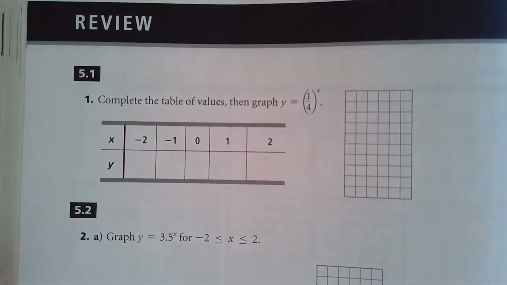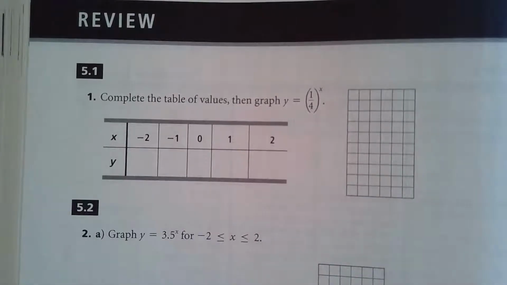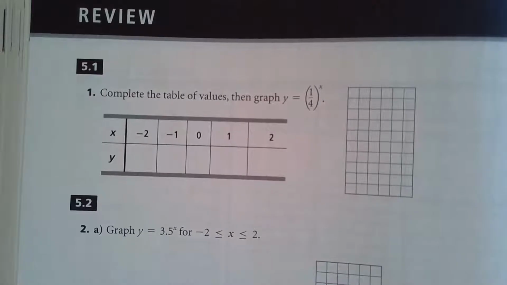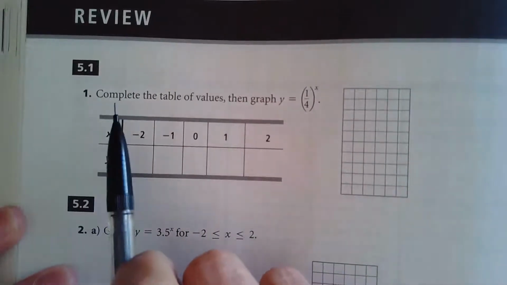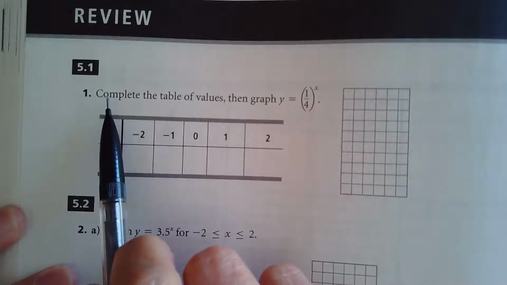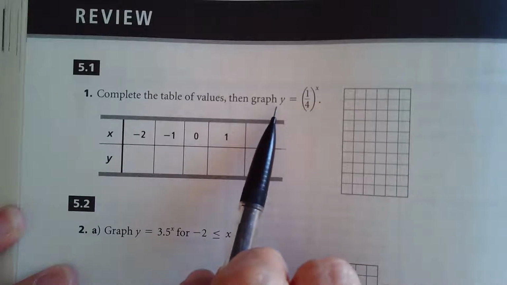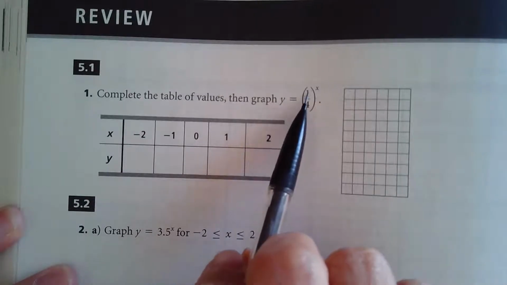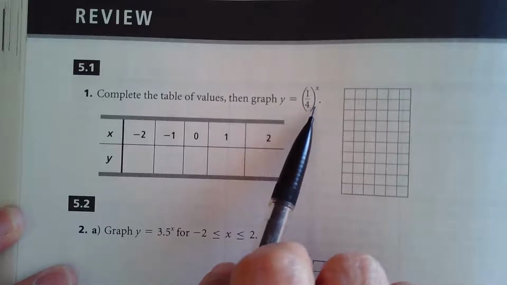Okay, so here it says, like I said, I'm going to go over some of these questions and go as far as we can. It says here, complete the table of values, then graph the graph of y equals (1/4)^x. So how do we go about this one?